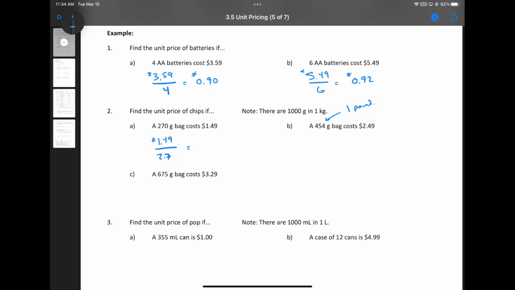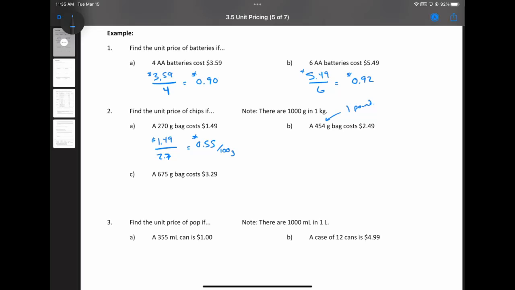So with this one, we just get $1.49 divided by 2.7, which is 0.552. I'm just going to round off to the closest cent, so essentially 55 cents per 100 grams. If you want to put that there, you can, just to remind yourself it is per 100 grams. I'll put it on these again to make sure that you remember that's what it's actually representing, the cost per 100 grams, not the cost per gram.